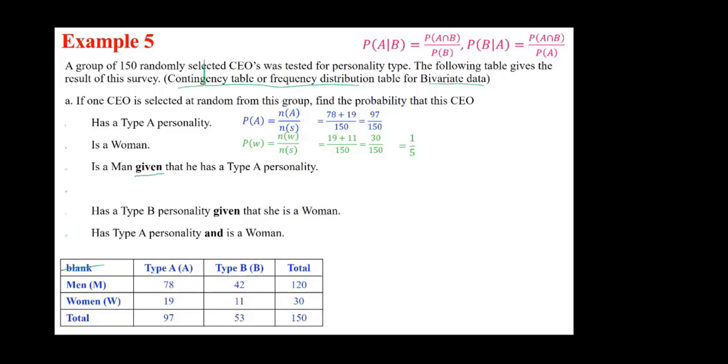Your sample space of 150 is no longer there. It is shrunk. By how much? Is a man given that he has type A personality? So first let's write it properly.